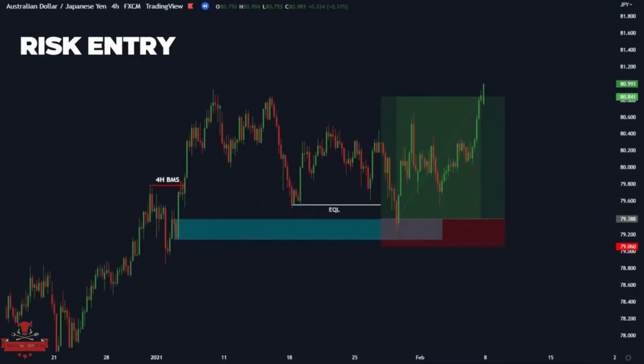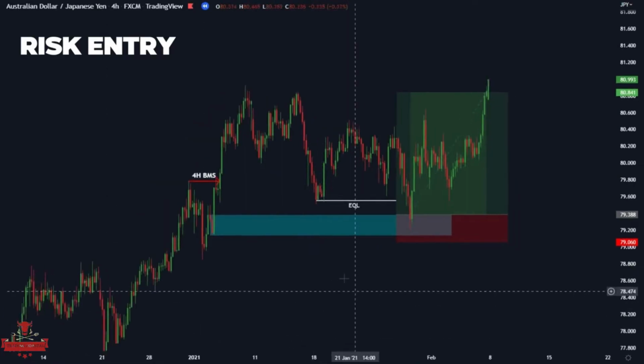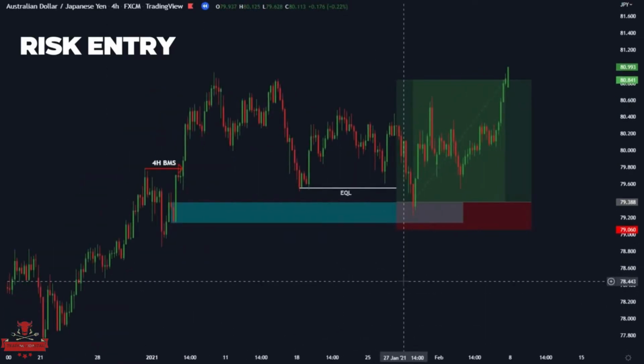We'll move on to the next example, which is how to use the 50% equilibrium. We'll explain why we use that, how we use that, and how that's used with our risk entries.